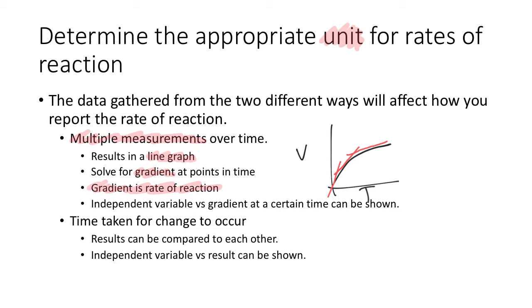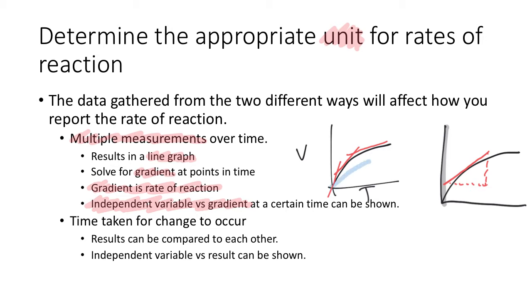You could be asked to work out the rate of reaction, and you just need to remember how to draw tangents to lines. So here's your curve, here's your tangent to the line, and then you can just do your rise over run to work out that gradient. But it's unlikely that's going to happen. Once you have the gradient, you can have the independent variable versus your gradient as another graph, which will show your concept if you're doing this in an investigation. Your independent variable versus gradient at certain times is shown.